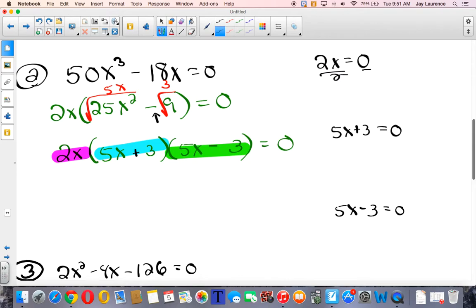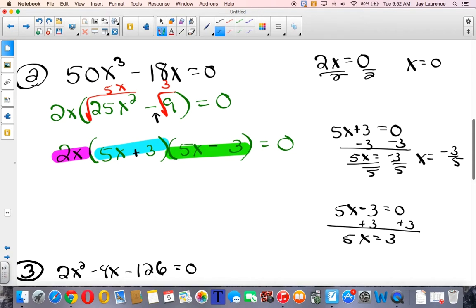So if I divide by 2, x is going to equal 0. Subtract 3, get 5x equals negative 3. Divide by 5, and x is going to equal negative 3/5. Here I'm going to add 3.